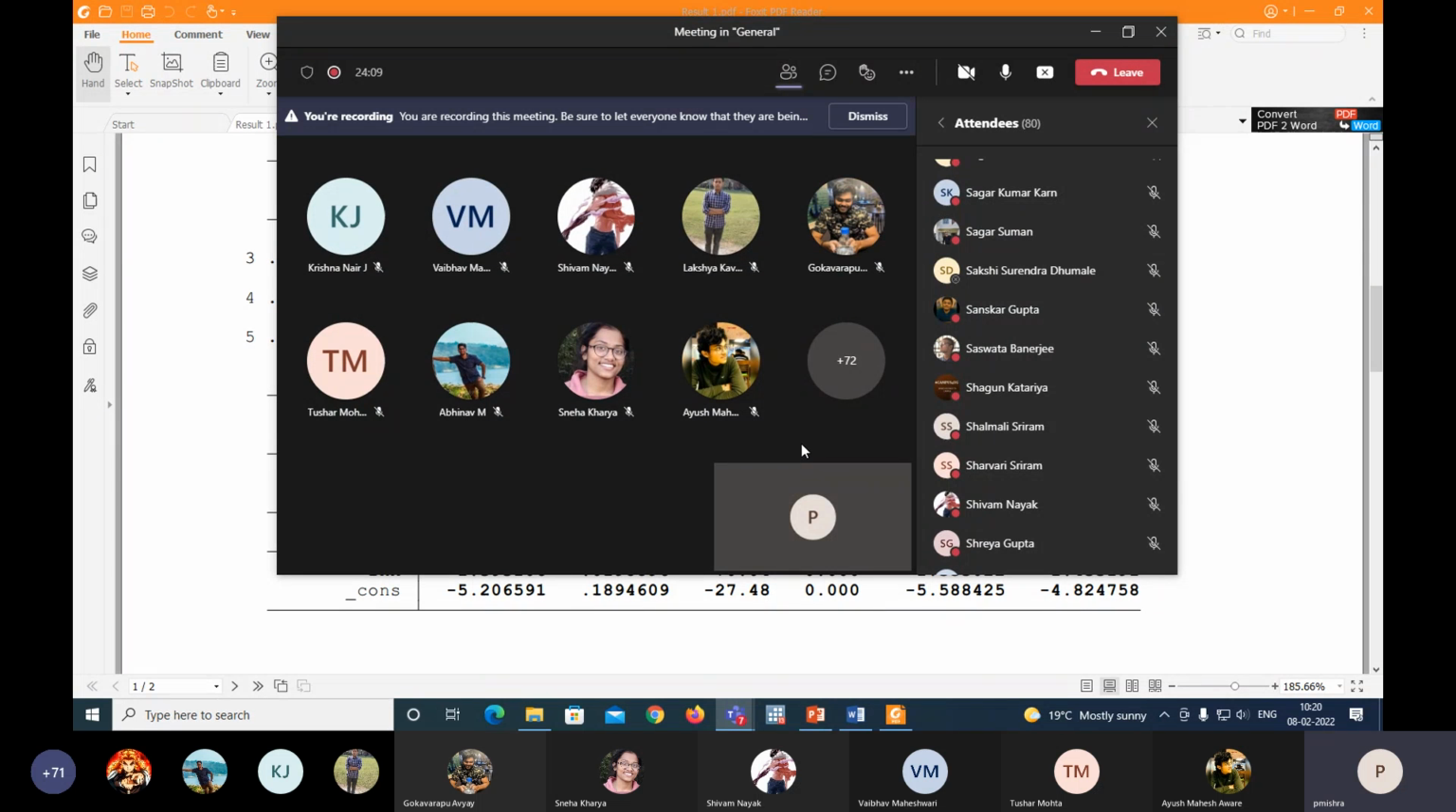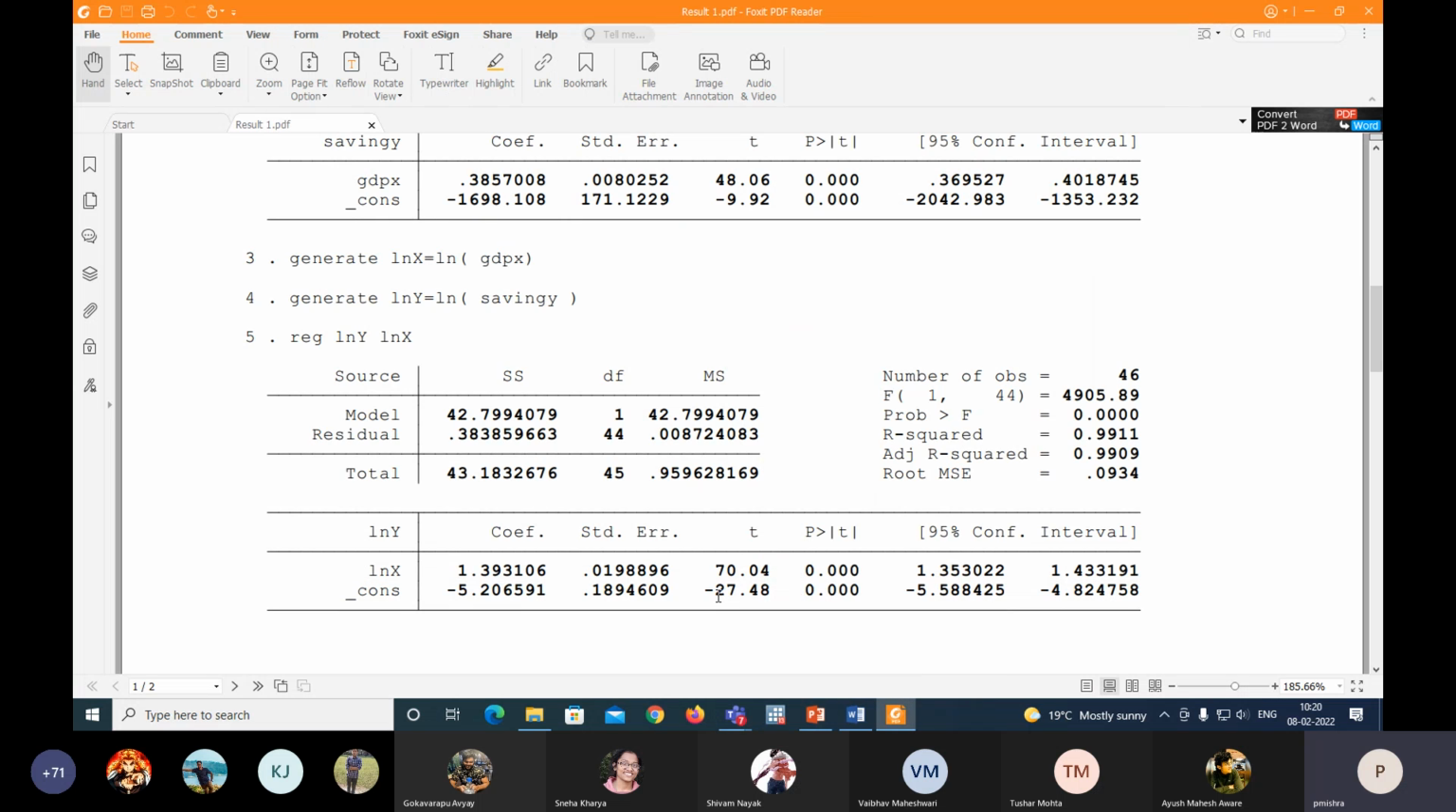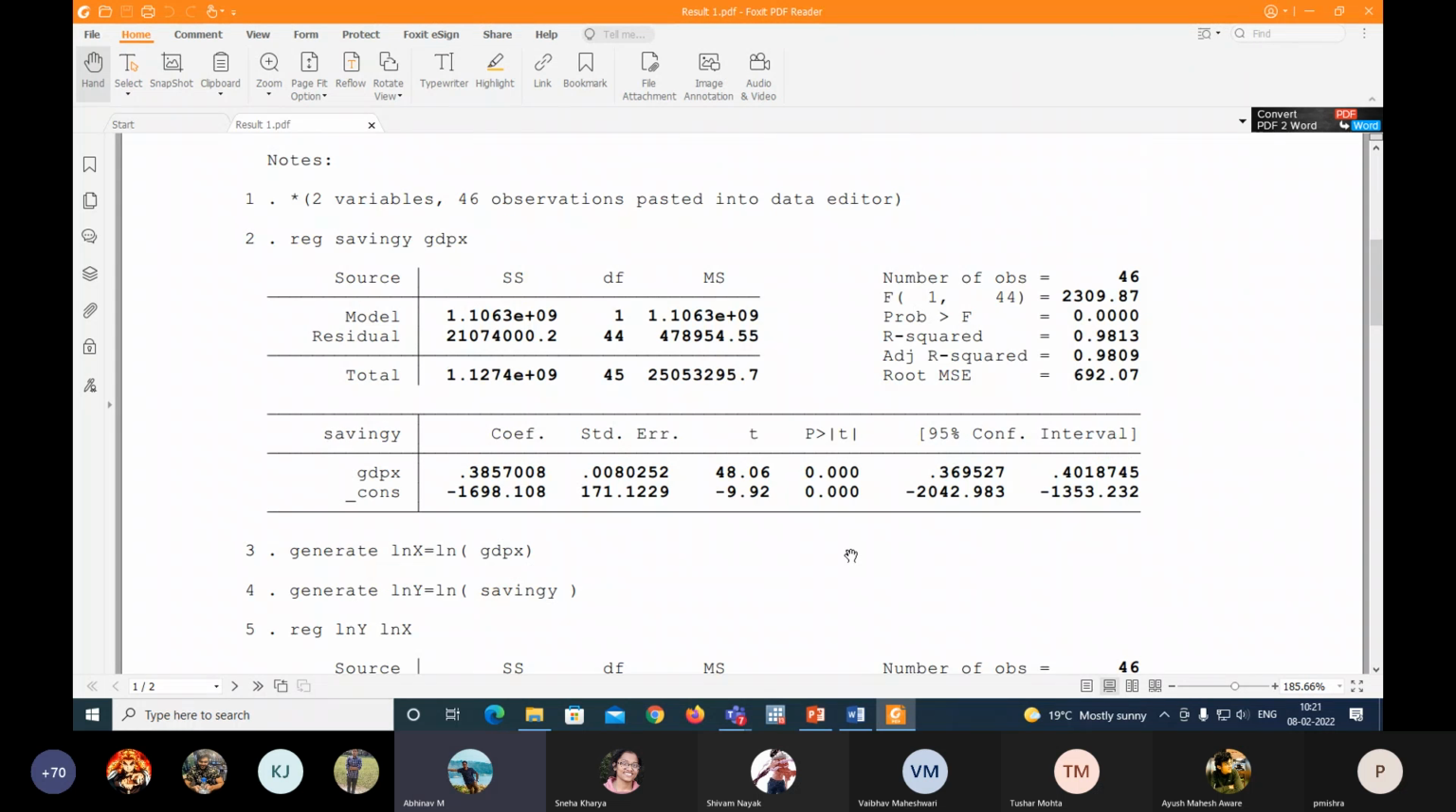Krishna? Yeah. So tell me, what are the observations on result sheet 1? So when you take the log, the R squared value is going up. Okay. Now, what have we done in this particular exercise?